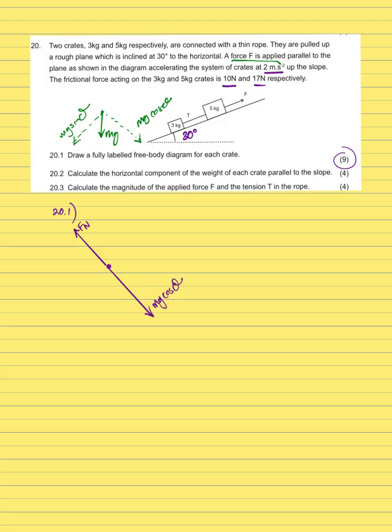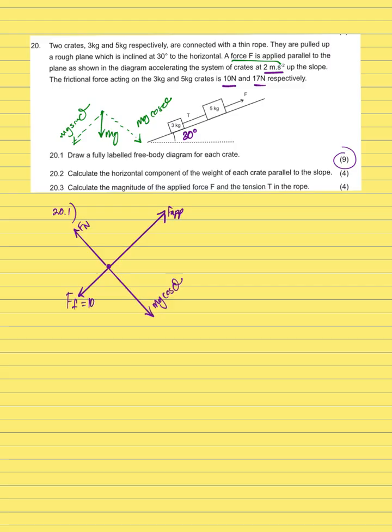I know that naturally this block would love to slide down the slope, right? But in this situation, it says a force F is applied parallel to the plane, which means it accelerates the system. So the forward direction of motion is going up and the friction is going down. So up here, I'm going to have force applied. And down here at the bottom, I'm going to have force of friction, which is equal to, what did they say?